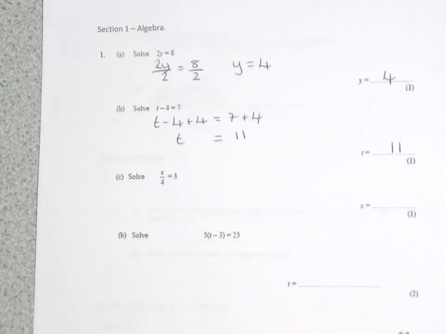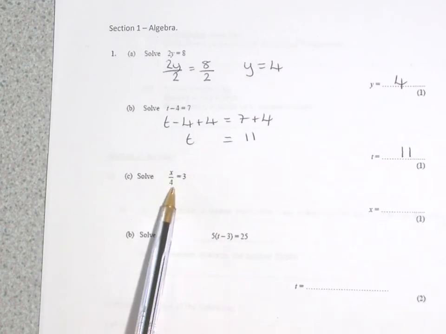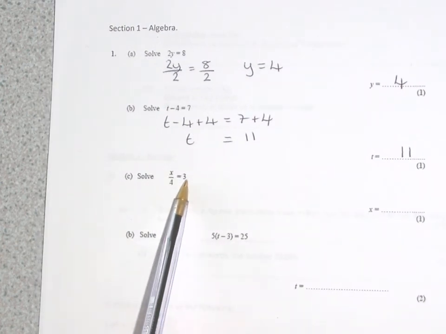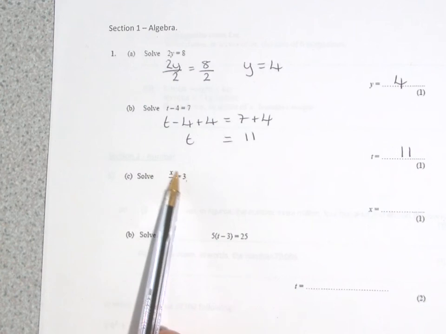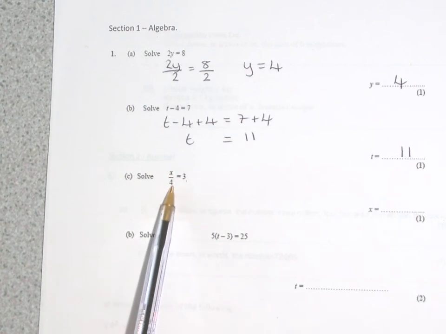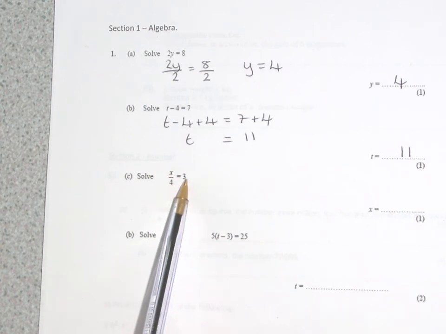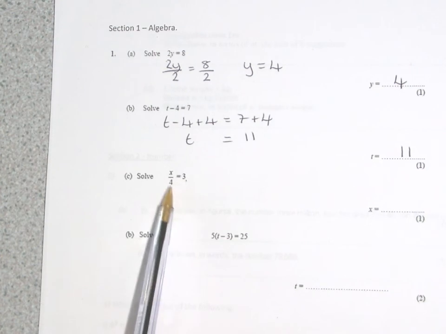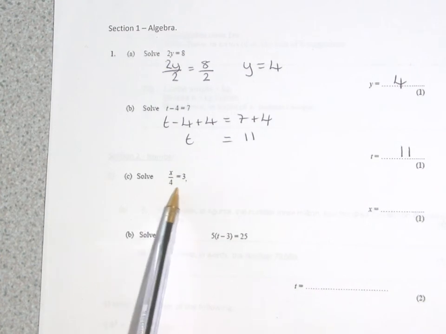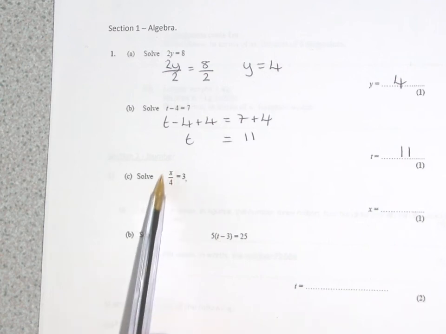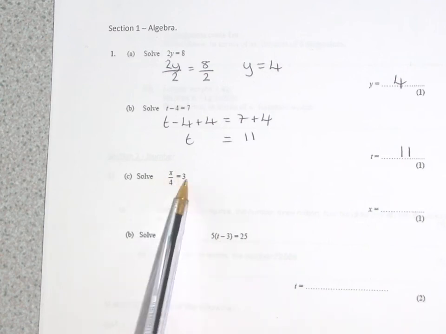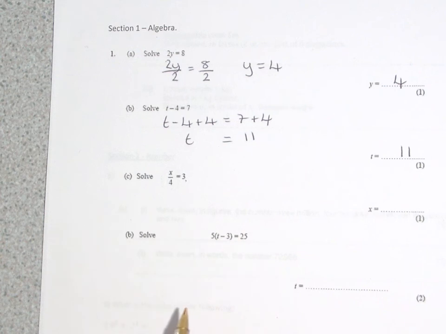Okay, the next one, solve x divided by 4 equals 3. So this means I start with a number, when I divide it by 4, I get the answer of 3. Okay, again, we're going to work with opposites. So on this side, I have a divide by 4. So to get rid of this divide by 4, I need to multiply both sides by 4.